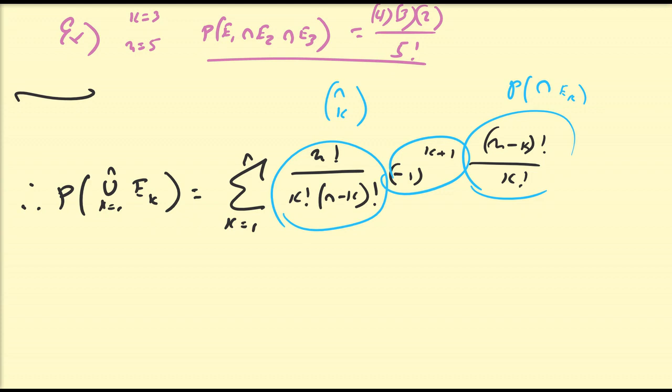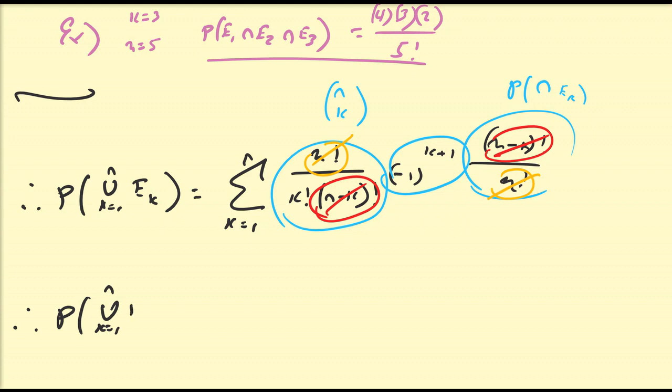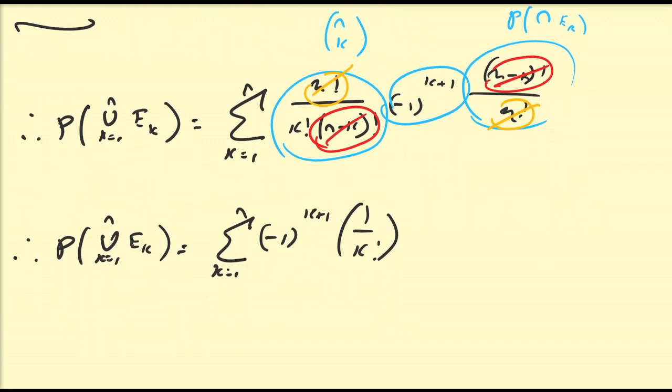So what do we have here? We should see that the bottom should be n factorial. So we have an (m minus k) factorial, which of course cancels. Our n factorials cancel as well. So we have a nice compression here. The probability of the union from k equals 1 to n of Ek is going to be the sum from k equals 1 to n of, what do we have? An alternating series of 1 over k factorial.